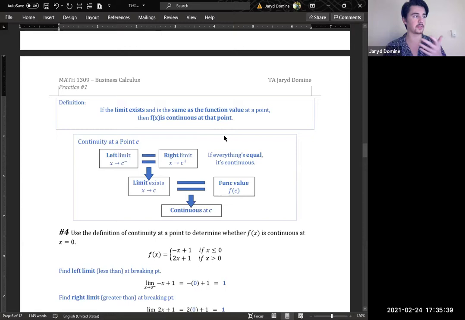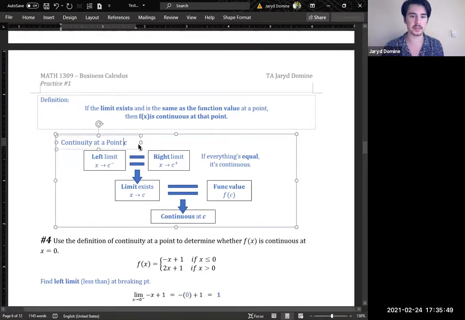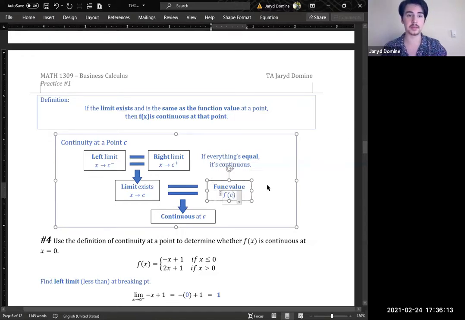Okay, so I have a little roadmap here of the work that you need to show. Okay, so let's say we're trying to determine whether it's continuous at this point C, right? So maybe it's like in this case, it's 0. So we want to know if it's continuous. We take the left limit, which you know how to do. We take the right limit, which you know how to do. And if they are equal, then the limit exists. Okay. Then you take the function value. All that means is that you plug in your number into f and see what you get. And if the function value is the same as the limit, then f of x is continuous.